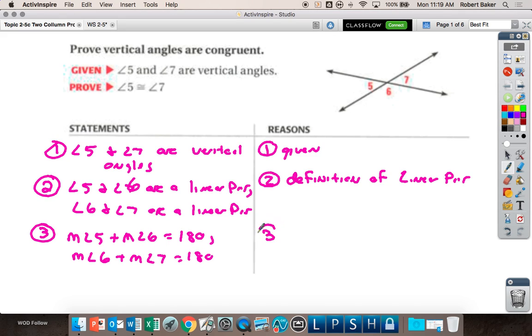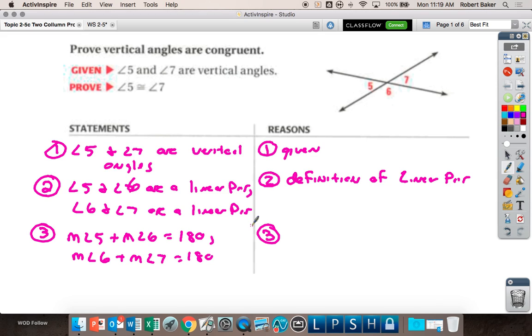Would that be the angle addition postulate? Oh, no, wait. Think about it. Would that be transitive? So the transitive property would say if A happened, then B happened. If B happened, then C happened.